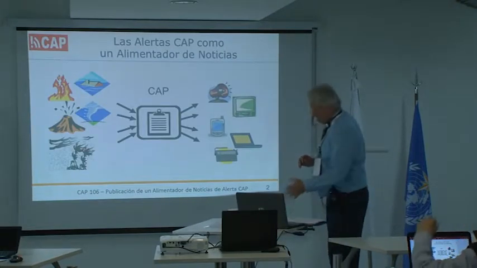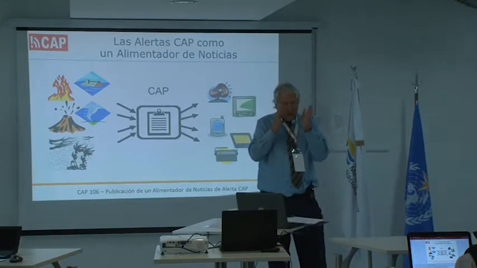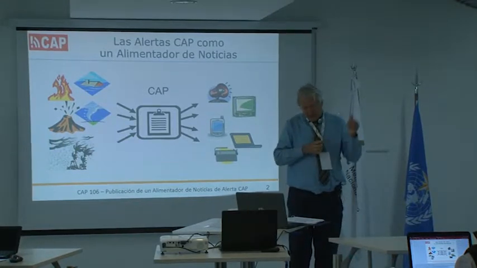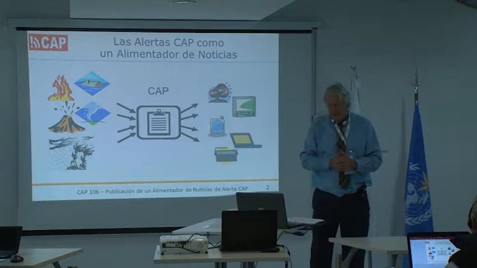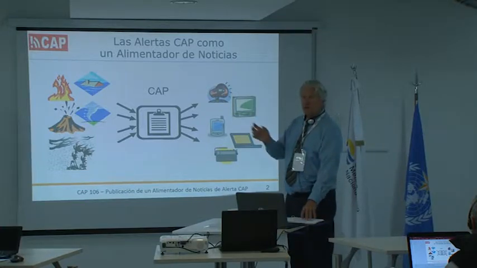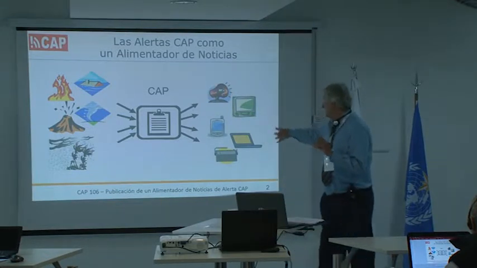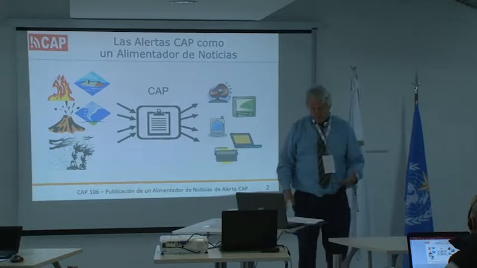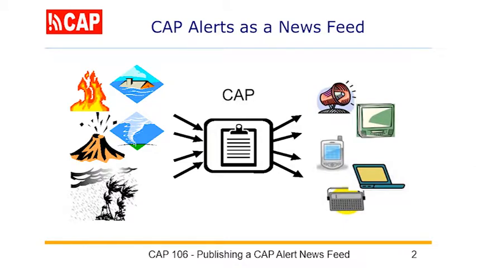Let me dwell on this for a second. So this is the diagram you've now seen at least three times from me. But I want you to change the way you think of the center of it. I want you to think of the center of this as a newsroom. Flowing into the newsroom are news stories, various reports about hazard threats or events. Flowing out of the newsroom, we have news items reporting on those things. And in this case, the things flowing out are all in CAP format. So news comes in, CAP goes out.